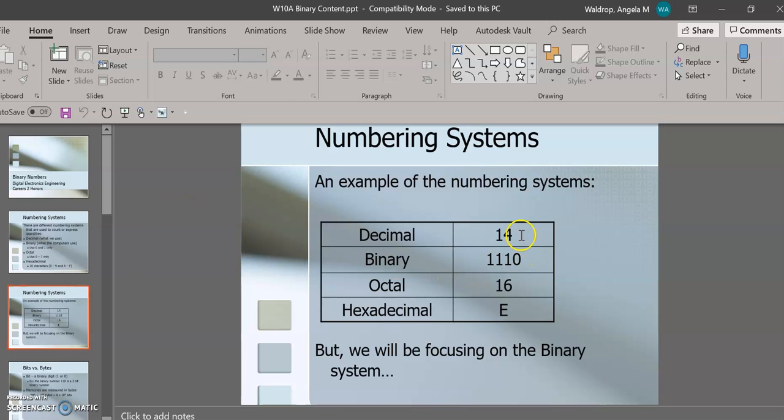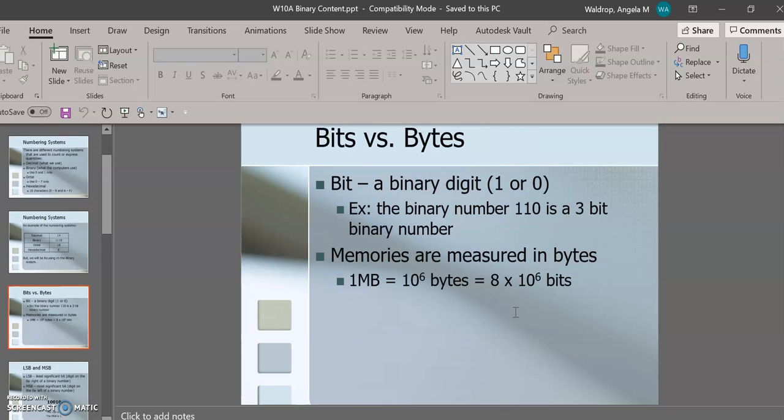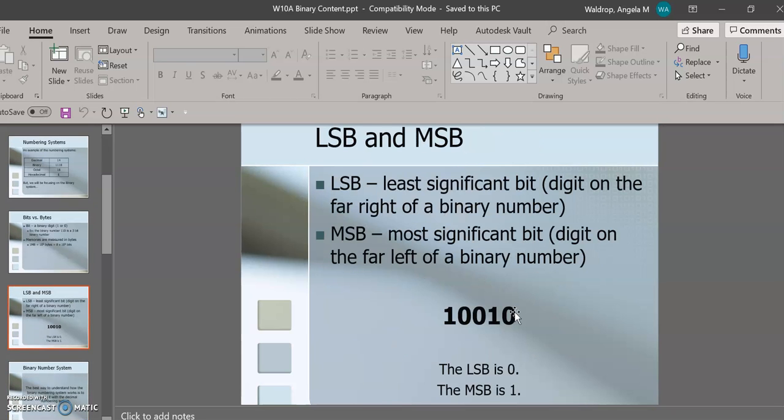You can see that this is 14. There's the binary. There's an example of octal, an example of hexadecimal. Okay, we're going to skip to this slide here.